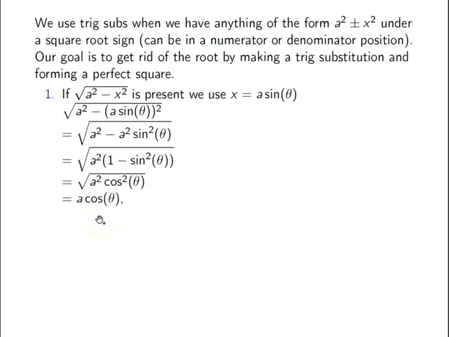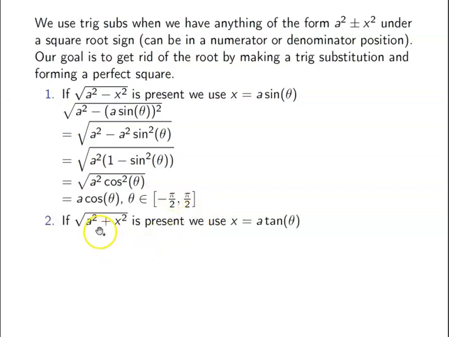So that's the idea of what we want to use when we see something of this form. Okay. And the domain here is that theta has to be between negative pi over 2 and pi over 2. If we have the same form, but instead of a minus it's a plus between our constant and our x squared term, instead of a sine theta for the substitution, we use a tan theta, right? We use the tangent function.